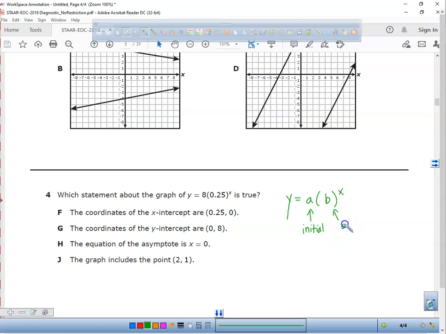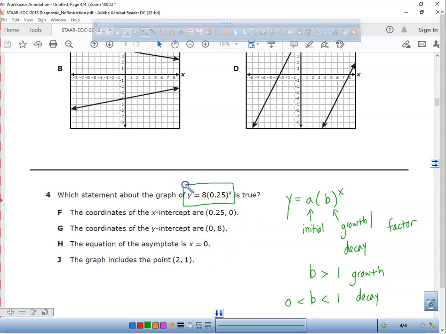And the B value is either a growth or it's considered to be a decay factor. So I put growth slash decay factor. This is very easy. If the B value is greater than 1, that's what's called a growth factor. But if B is less than 1 but greater than 0, which basically means it's a fraction, then it's decaying.